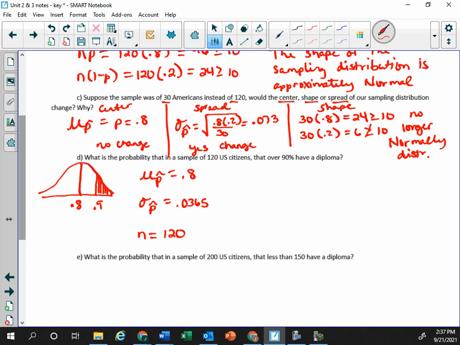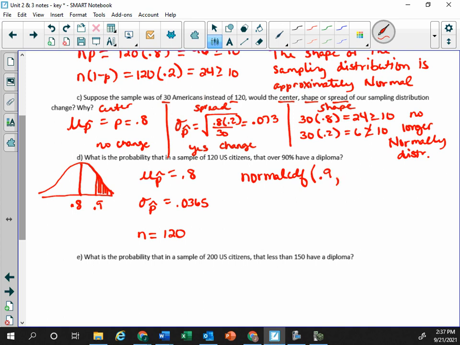What are we going to use on our calculator to figure out that little shaded area? CDF. Yes, normal CDF. Good job. Normal CDF. And what am I going to put in? What do you think the first number I'm going to put in is? 0.9.